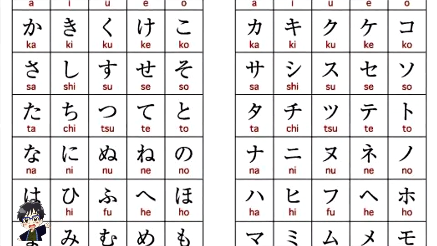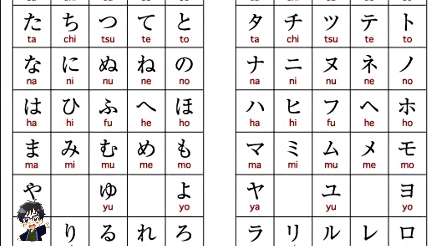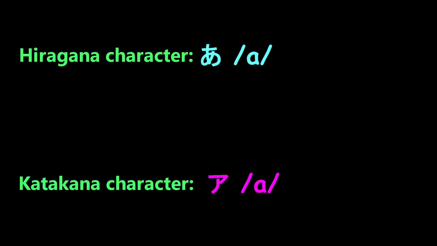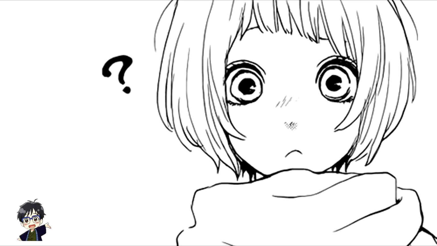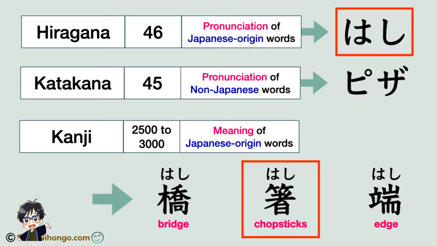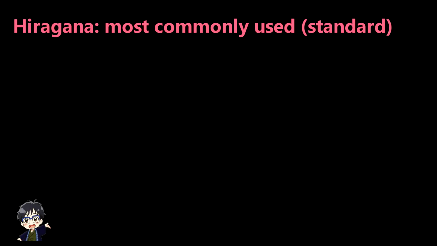Both Hiragana and Katakana are used to represent the same sounds. For example, let's look at the Hiragana character a and compare it to the Katakana character a. They look different, but they represent the same sound. So what is the purpose of having 2 phonetic writing systems if they represent the same sounds? Well, each of these writing systems is used to distinguish between semantic roles in the language. Hiragana is the most frequently used and can be thought of as the standard for Japanese writing. So most Japanese words are written in Hiragana.